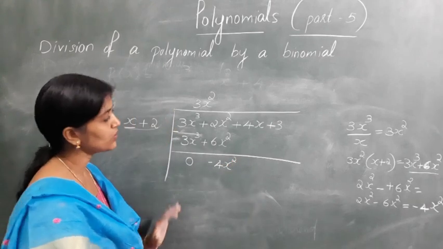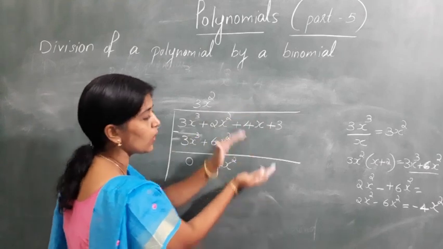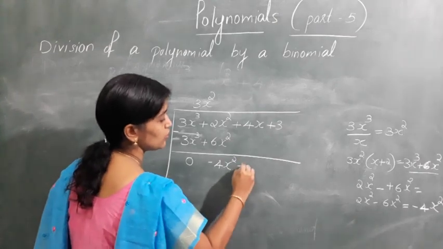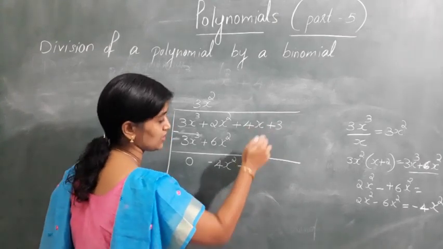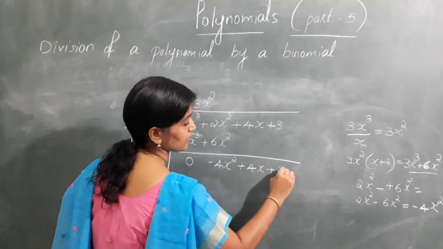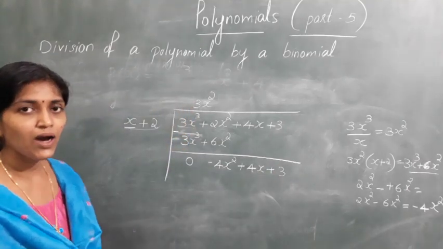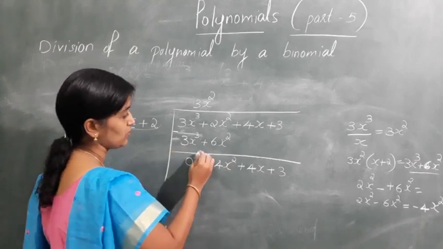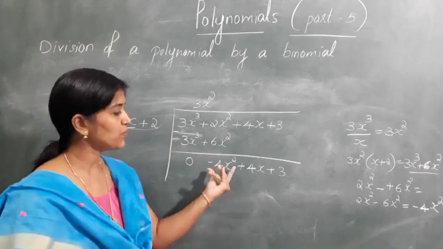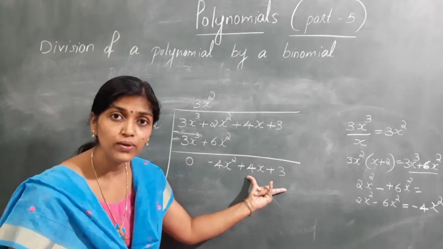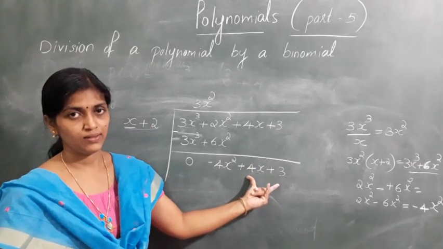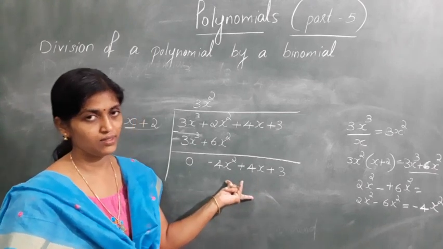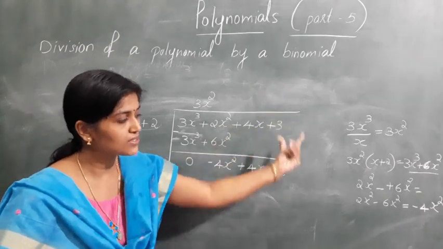Clear? Now the next step, we are going to write all the remaining terms of the dividend here, so it is 4x plus 3. Clear? Now we got this term as 0. Is it clear? Now we are going to take this as the new dividend. Is it clear to you? Then we follow the same steps.